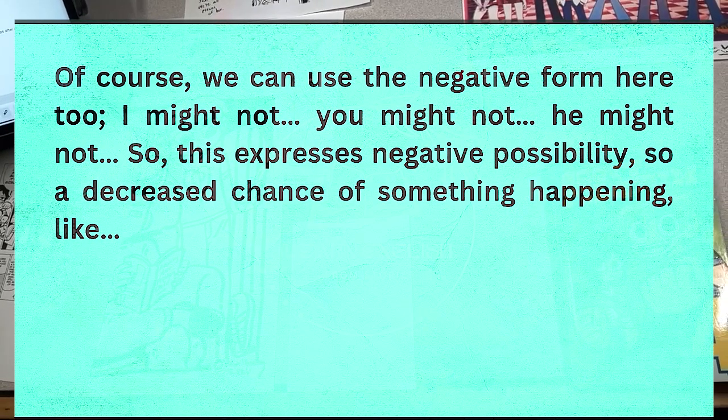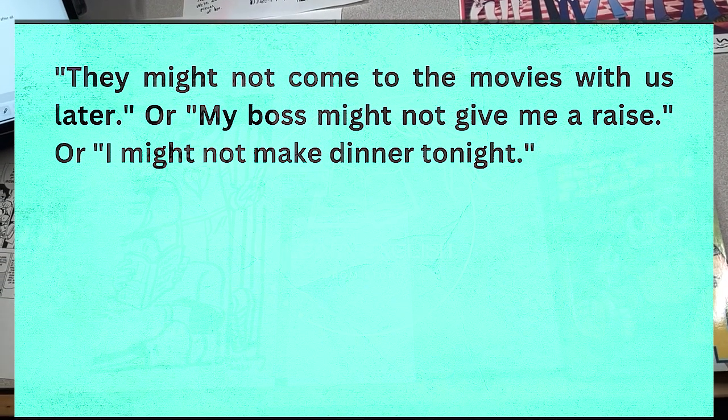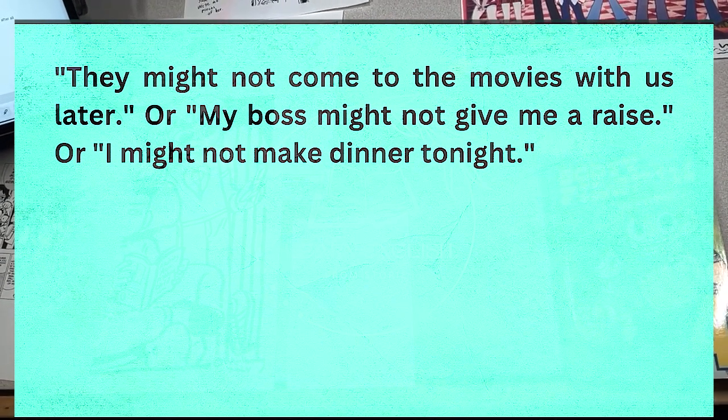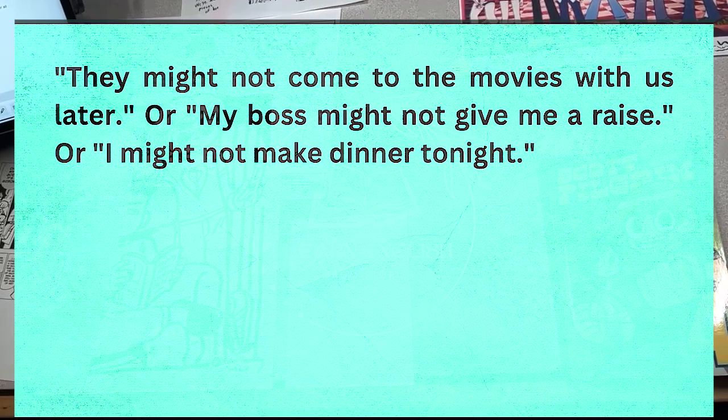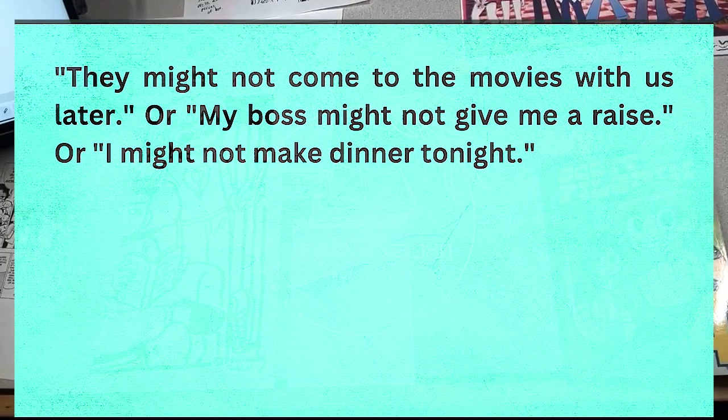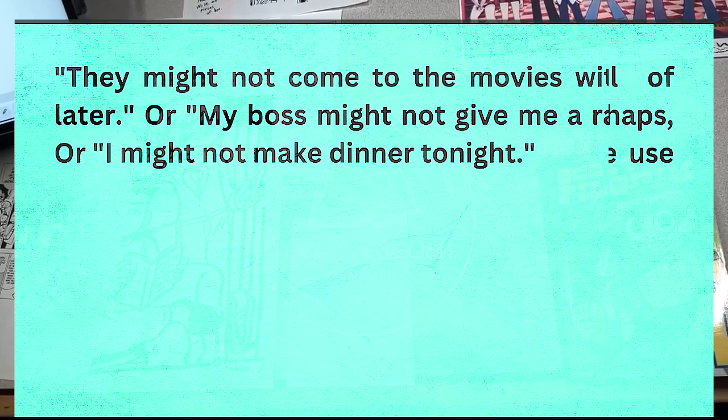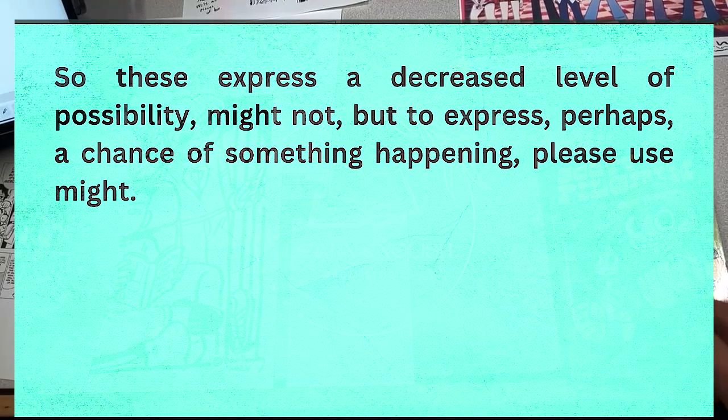Of course, we can use the negative form here too. I might not. You might not. He might not. So, this expresses negative possibility, a decreased chance of something happening, like, they might not come to the movies with us later, or my boss might not give me a raise, or I might not make dinner tonight. So these express a decreased level of possibility.